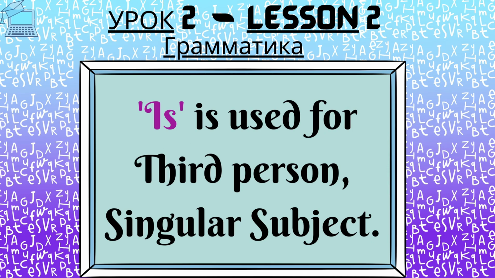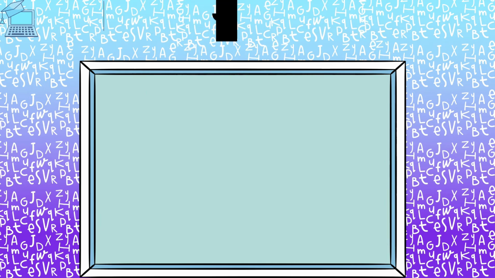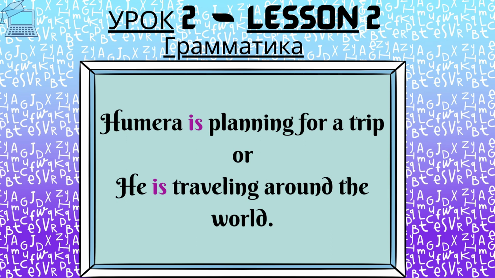Is. It is used for third person and singular subject. Third person means we are talking about a person who is not present. For example, Humaira is planning for a trip. So, Humaira is a third person because she is not present. Or, he is traveling around the world. So, he is also a third person because he is not present right now.